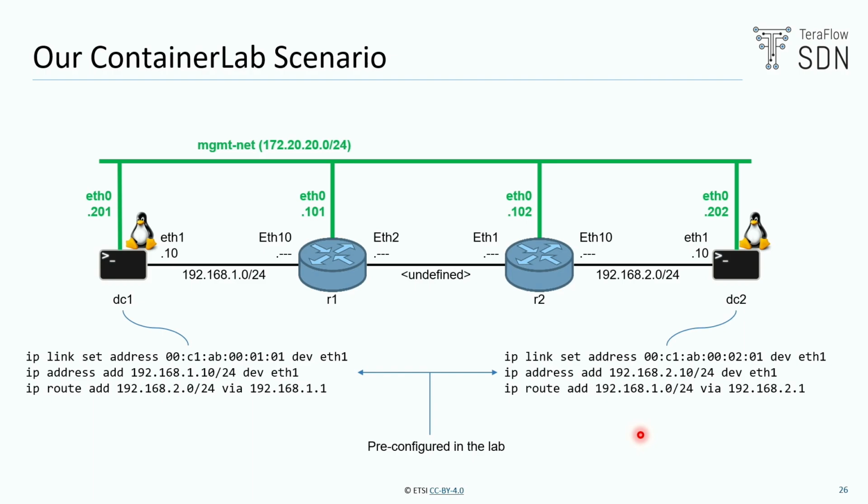The scenario that we will be playing with is this one. In this case, what we will be deploying will be a couple of Linux clients that will be interconnected through a sequence of two routers. Okay. All these devices will be connected to a management network. This management network will be used only for getting access to the different elements, but not as a data plane. Okay.